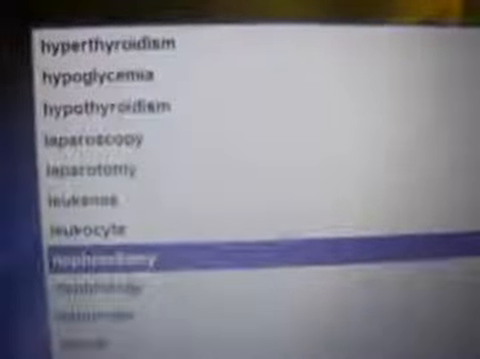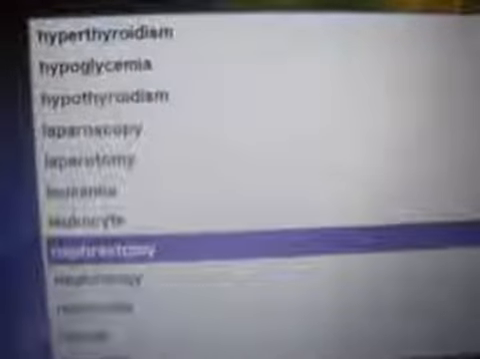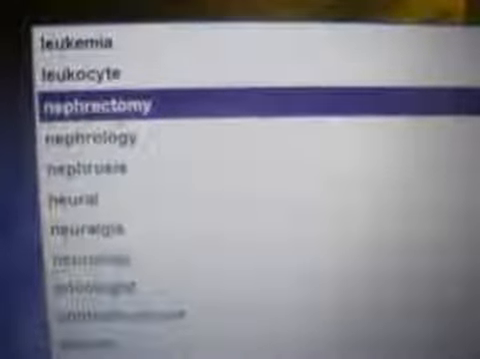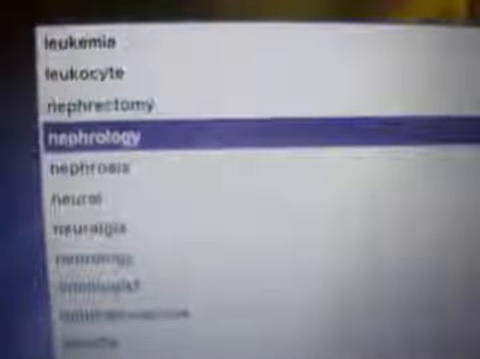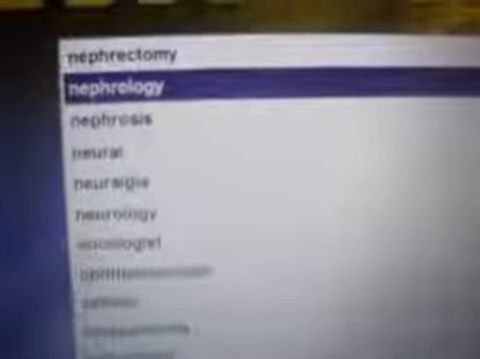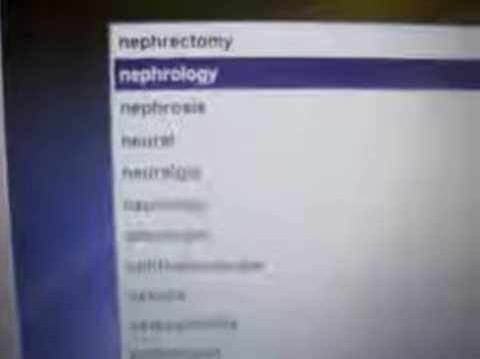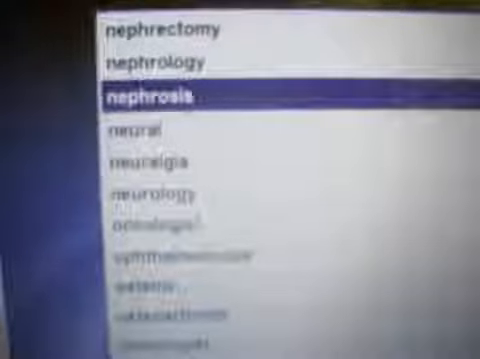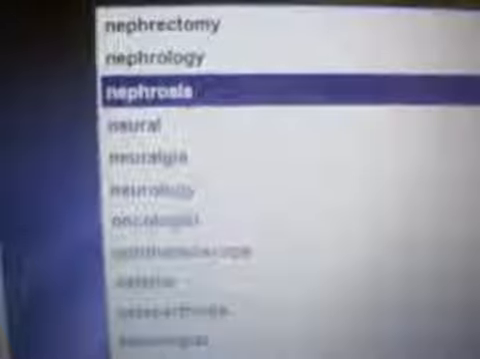Nephrectomy. The suffix ectomy, E-C-T-O-M-Y, means excision or resection. The combining form nephro, N-E-P-H-R-O, means kidney. A nephrectomy is an excision, removal, or resection of a kidney. Nephrology. Nephrology is the study of the kidney and kidney disease. Nephrosis. Nephrosis is an abnormal condition of the kidney.